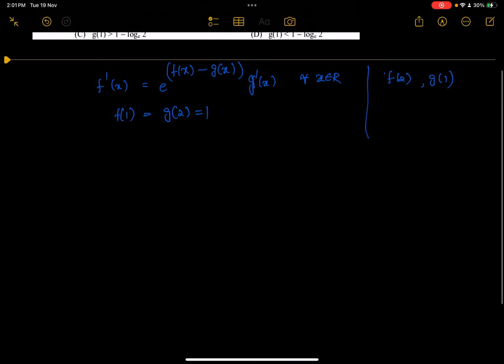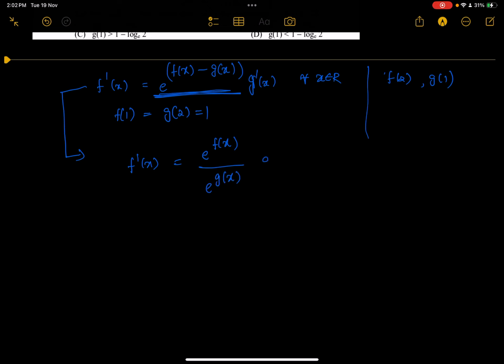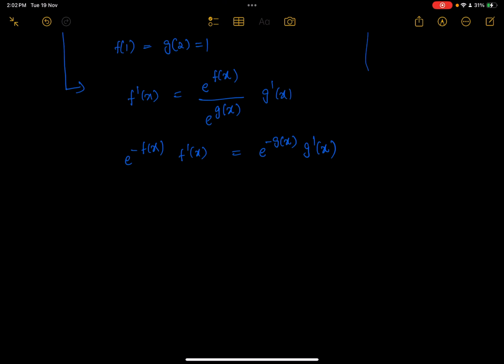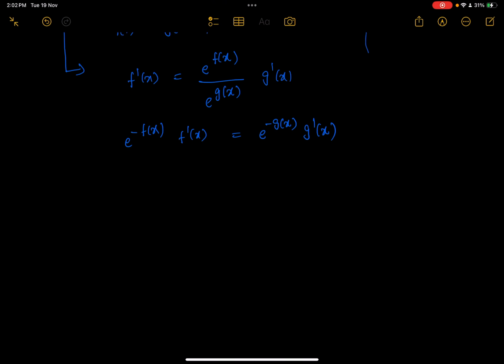Okay, so let us consider this equation first. f dash of x, this is in the form a to the power m minus n. So that can be written like this: e to the power f of x by e to the power g of x times g dash of x. Bring all the f terms to one side and all the g terms to the other side. So that will give you e to the power minus f of x times f dash x is equal to e to the power minus g of x times g dash x. So you have the function and the derivative of the function on one side, so we can just integrate on both sides.